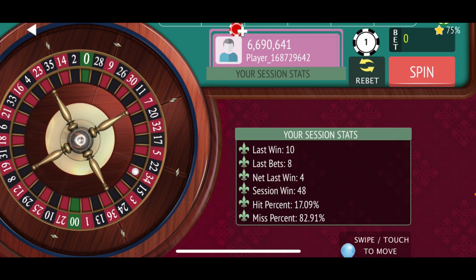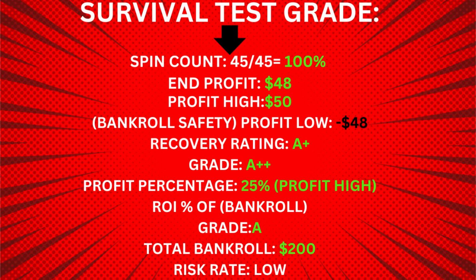Okay, recap. So we did peak out. I believe I have it written down here at 50 bucks. We ended at $48 in profit. We dipped down as low as minus 48. So I see this as a low volatility way to play this game. I think this strategy is solid.